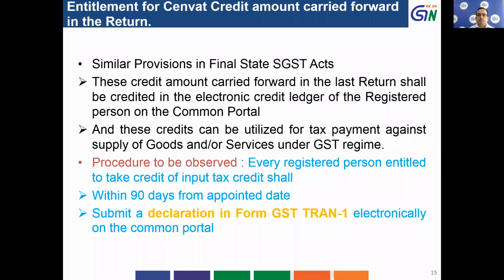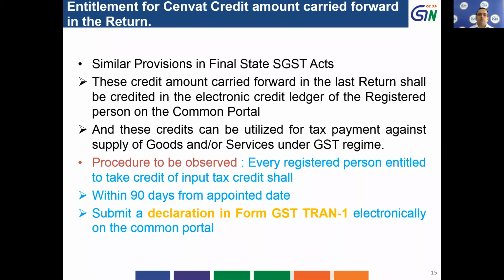Then the credit amount carried forward in the last return shall be credited to the electronic credit ledger of the registered person. So it will automatically be credited to the electronic credit ledger. As you know, there are 3 kinds of ledgers which will be given to the taxpayer: the electronic credit ledger, the electronic cash ledger, and the electronic liability register. So this credit will be credited to the electronic credit ledger of the taxpayer, and this credit can be utilized for payment of tax against supply of goods or services under the GST regime. So the credit which the taxpayer had in the last regime and has shown in the return will be shown in his electronic credit ledger, and he can utilize that credit for making payments.